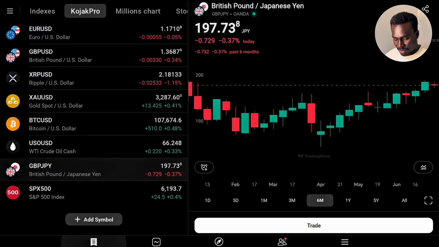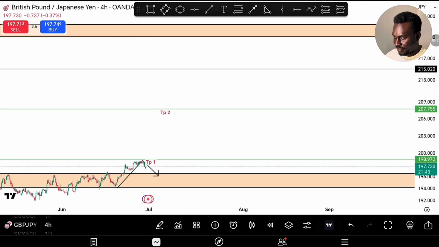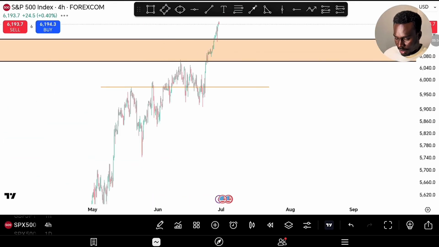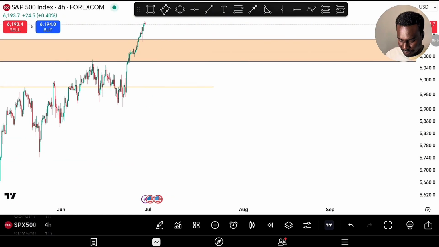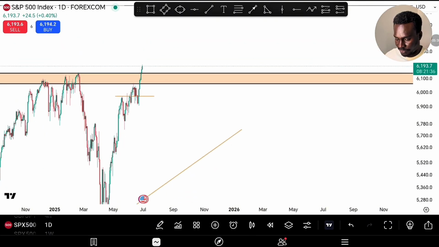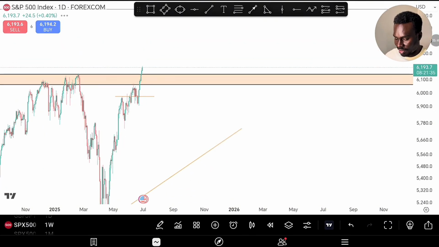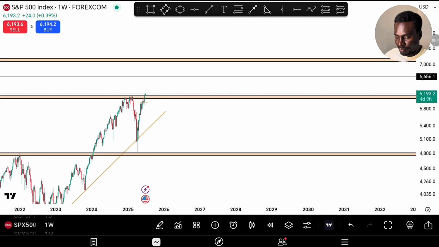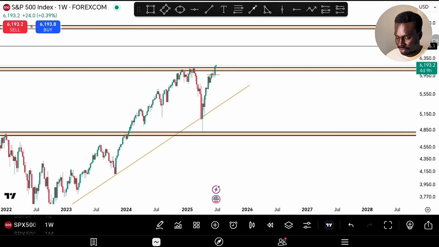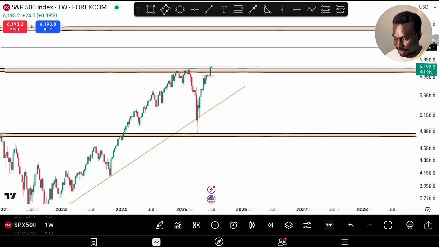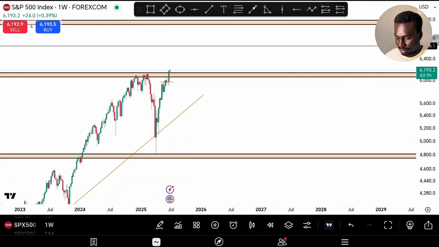So the next pair we're going to look at now is the S&P 500. Oh, the good old S&P 500. So this is the daily time frame for S&P 500. Everyone knows that S&P 500 is a running pair. It just shows the US economy is doing very well business-wise and company-wise and all that.